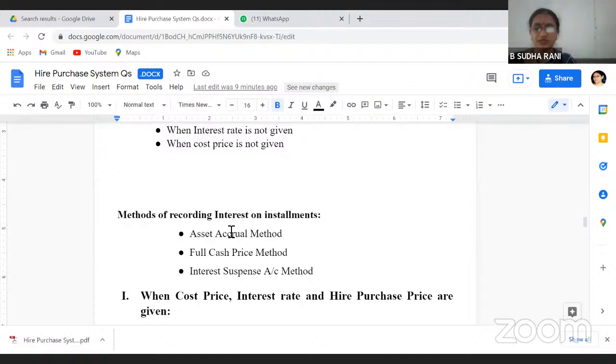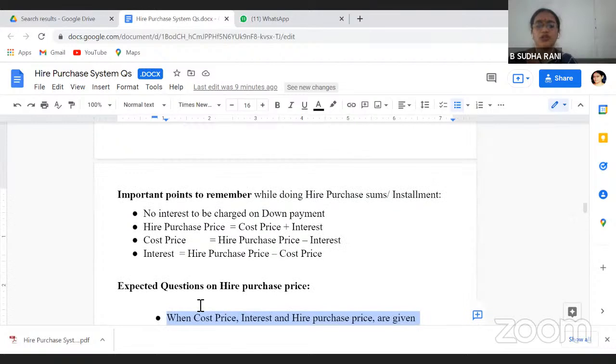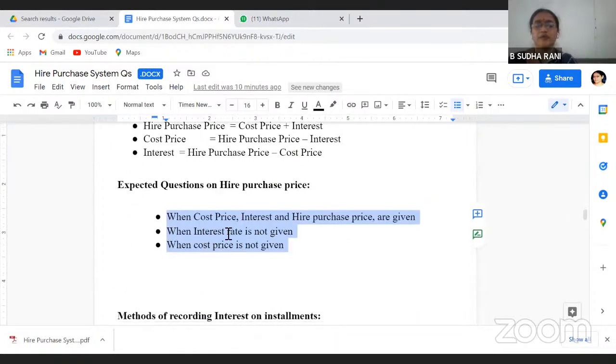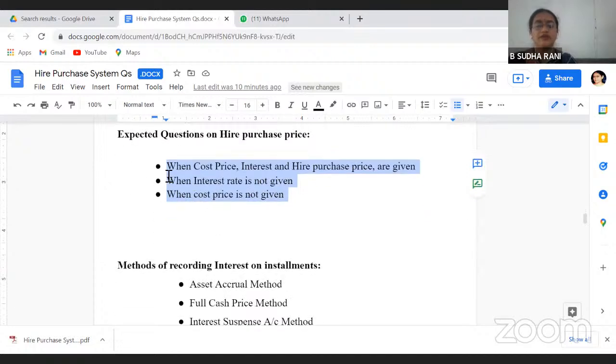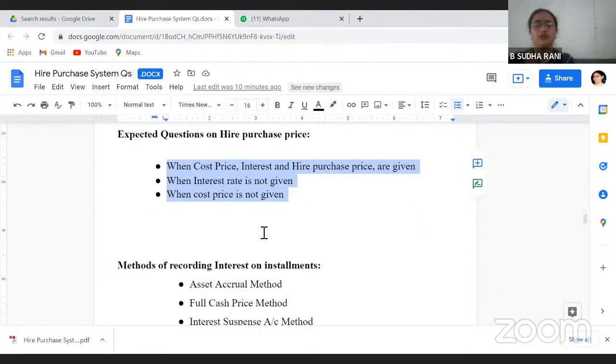So recording will be easy. Don't worry about the recording under any of these methods. I'll tell you that also, the easiest way. But let us concentrate upon this working. Before you do recording, you need to do this working when any of these are not given. First I have taken the case when cost price, interest and hire purchase price are all given. When any one is not given, how to do it?